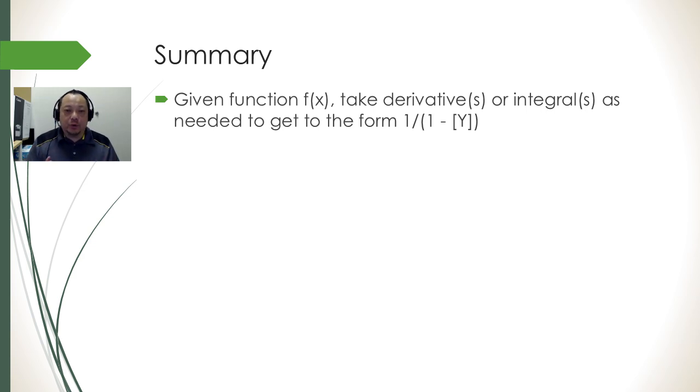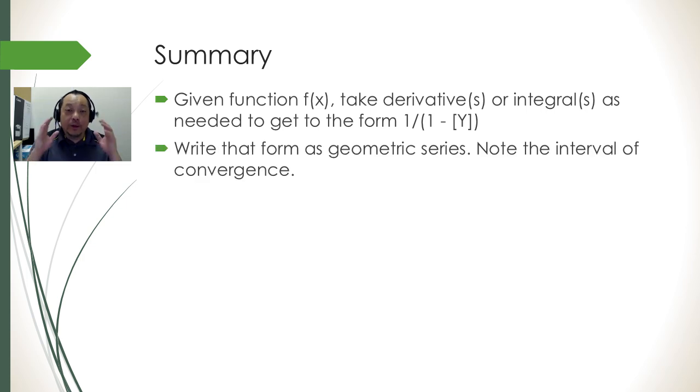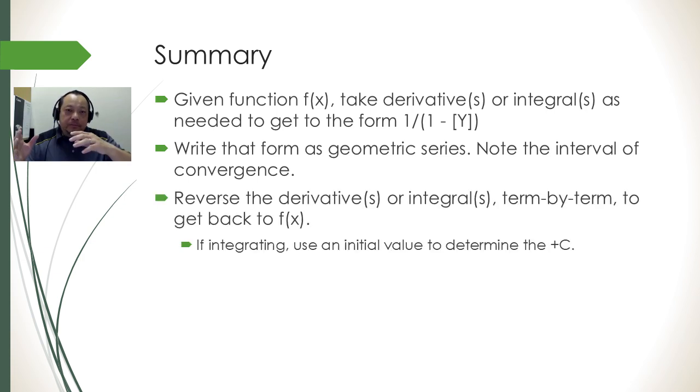All right, let's summarize what we did. If we're given a function f of x, the first thing we should try is just do algebra, right? But if algebra by itself doesn't help, then try to think about derivatives and integrals of that function as needed to get to the form that we want, which is 1 over 1 minus some quantity y. Once we have that form, then we can write it as a geometric series and note down the interval of convergence. And then we reverse from that series back to our original function.